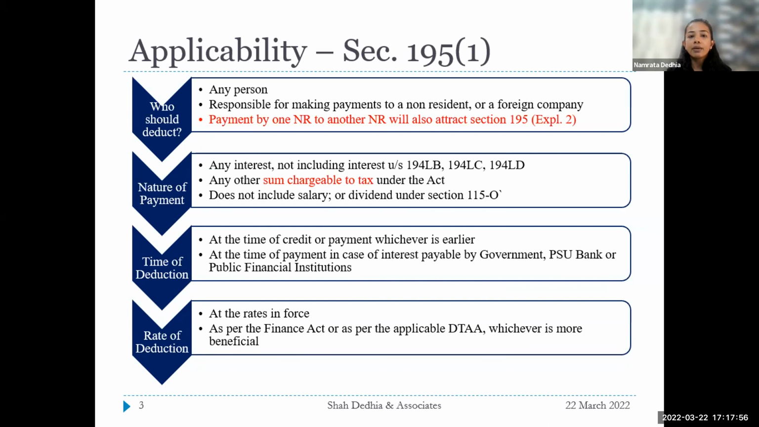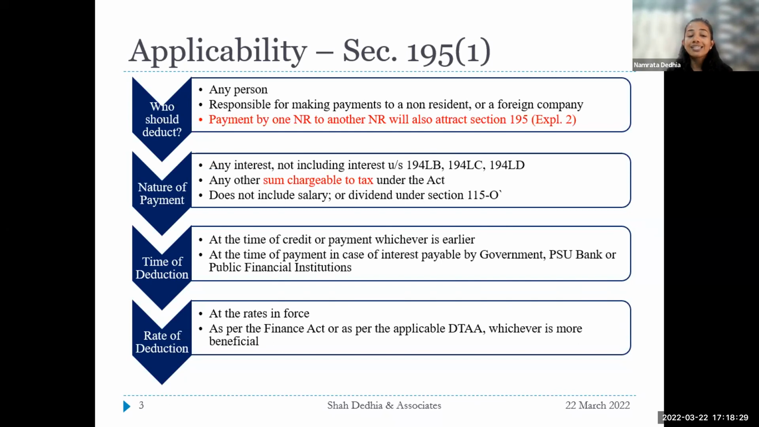If you are an individual or an HUF making payments and your turnover from business does not exceed 1 crore, then in that case, again, you are not liable to deduct TDS. But this exception or exclusion is not created under 195, which means that any individual making payment to a non-resident, subject to the other conditions of 195(1), or any person making payment to a non-resident or to a foreign company, will be required to deduct TDS.